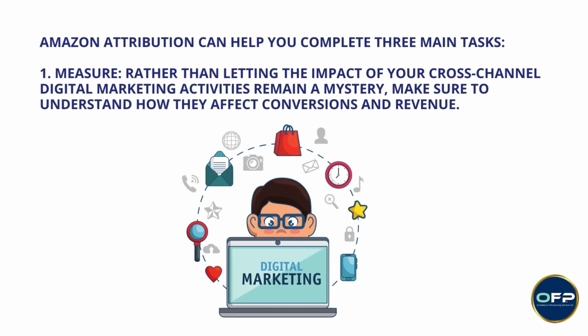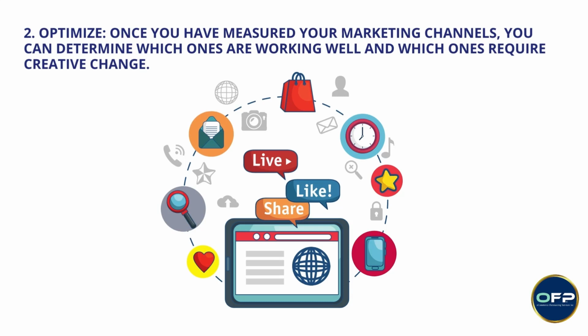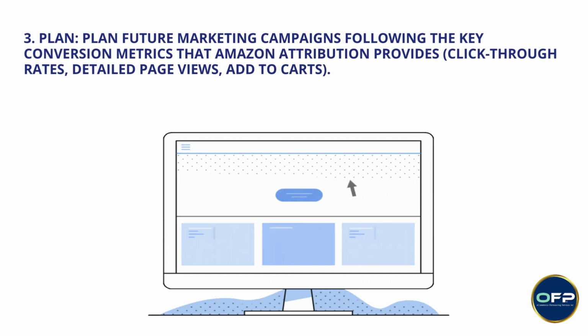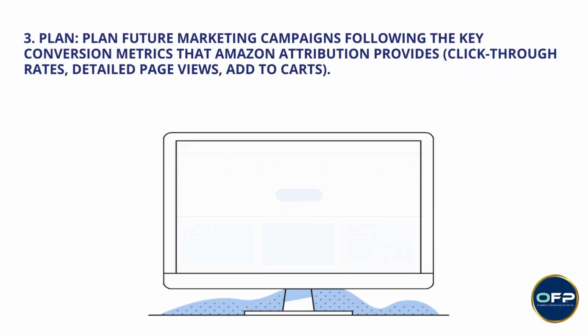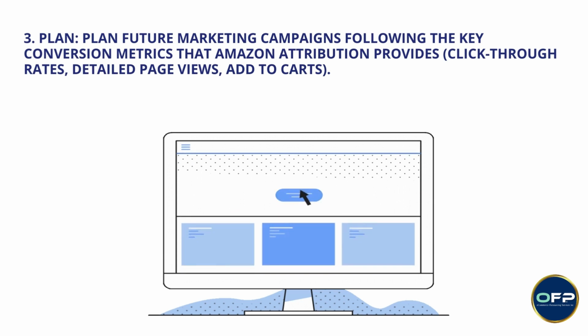Amazon attribution can help you complete 3 main tasks. 1. Measure. Rather than letting the impact of your cross-channel digital marketing activities remain a mystery, make sure to understand how they affect conversions and revenue. 2. Optimize. Once you have measured your marketing channels, you can determine which ones are working well and which ones require creative change. 3. Plan. Plan future marketing campaigns following the key conversion metrics that Amazon attribution provides: click-through rates, detail page views, add to carts.